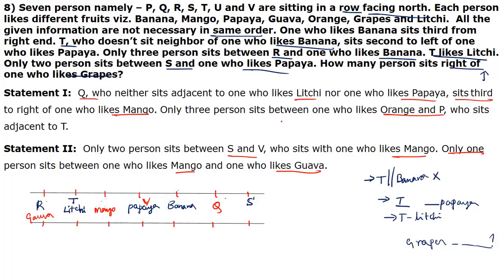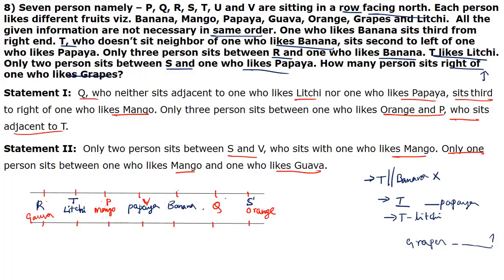Okay. Only 3 persons sit between the one who likes orange and P. So between orange and P, there is a gap of only 3 persons. P sits adjacent to T. So T is here. P has to be adjacent to T. So P cannot be placed here because already R is here. Only one possibility, P has to be here. Now what is the information? There are only 3 persons between orange and P. So P is here, 1, 2, 3. So orange has to be placed at this particular place.